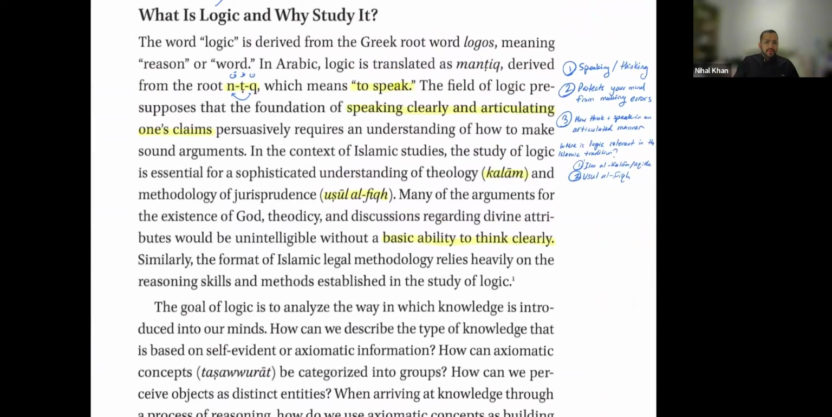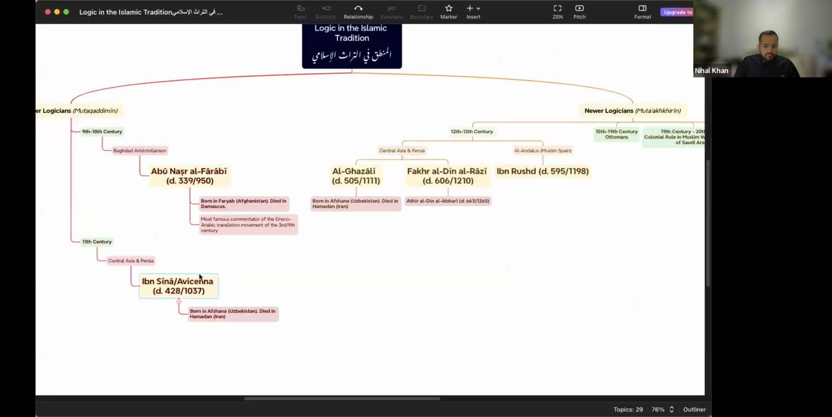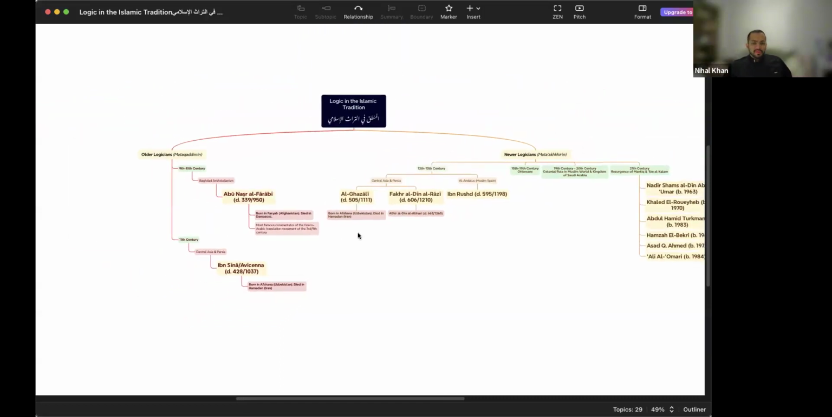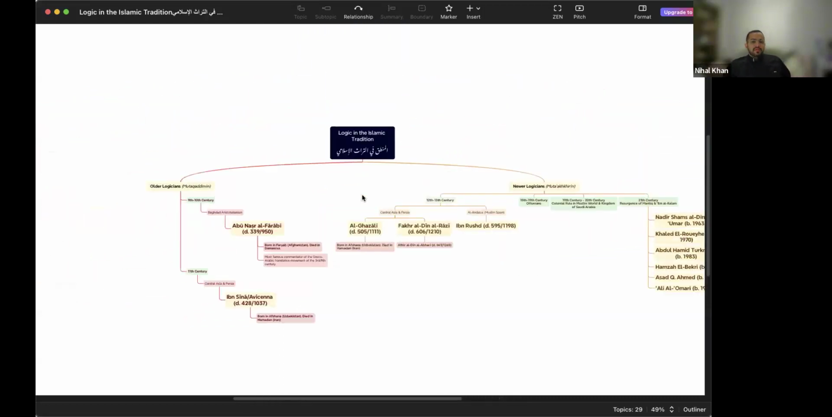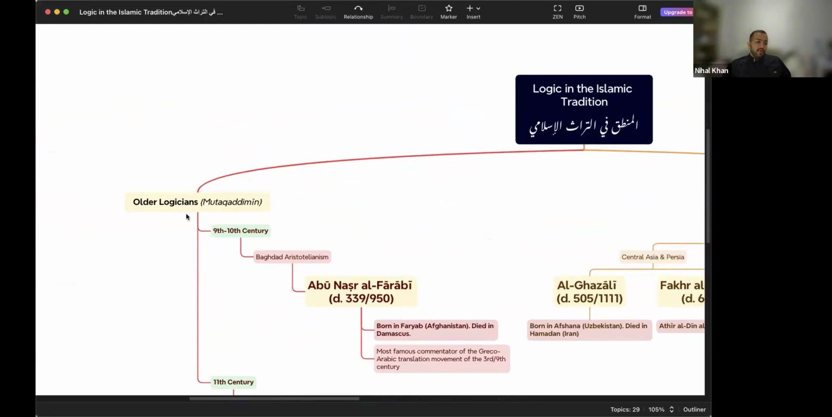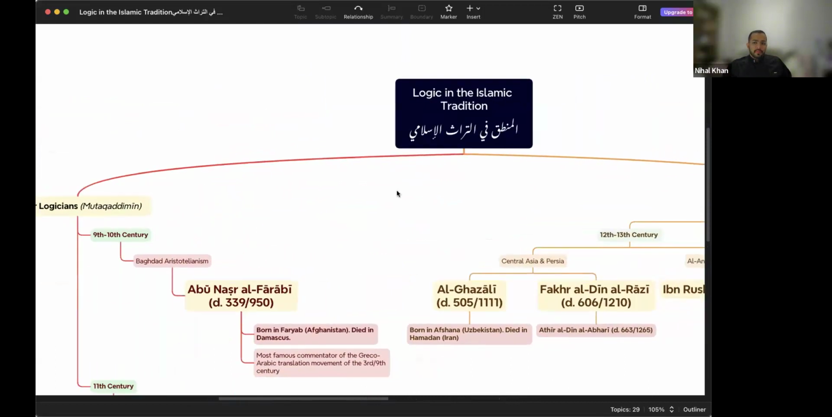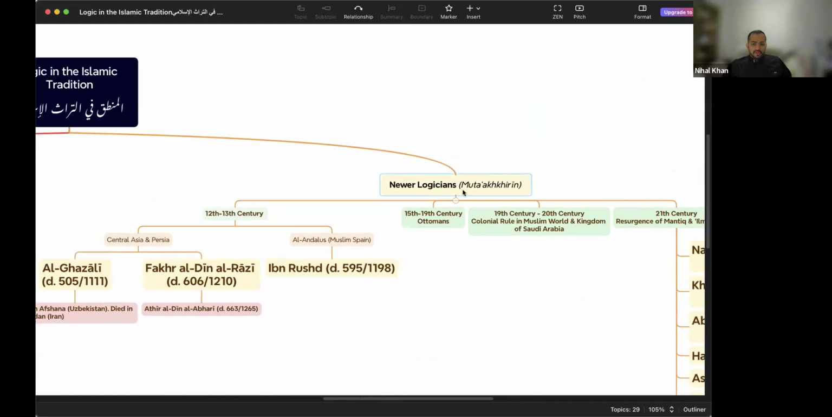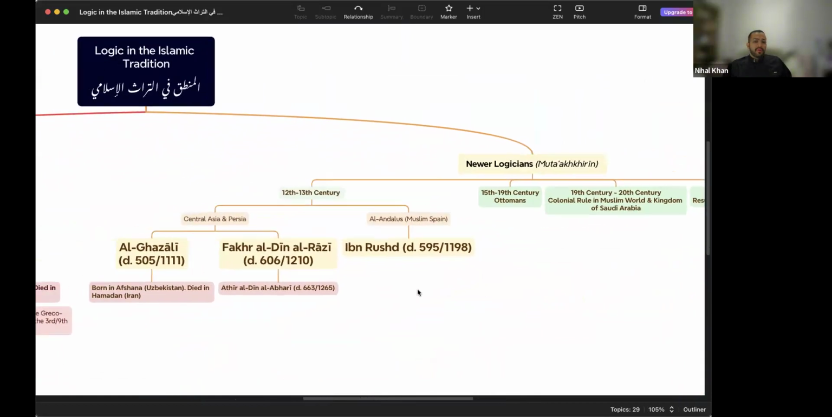There's one more thing that I wanted to share with you all, and then we'll get started on the text. I wanted to give you all somewhat of an idea of logic in the Islamic tradition. Logic in the Islamic tradition can be divided between two periods: the older logicians, mutaqaddimin, and the newer logicians, mutaakhirin.